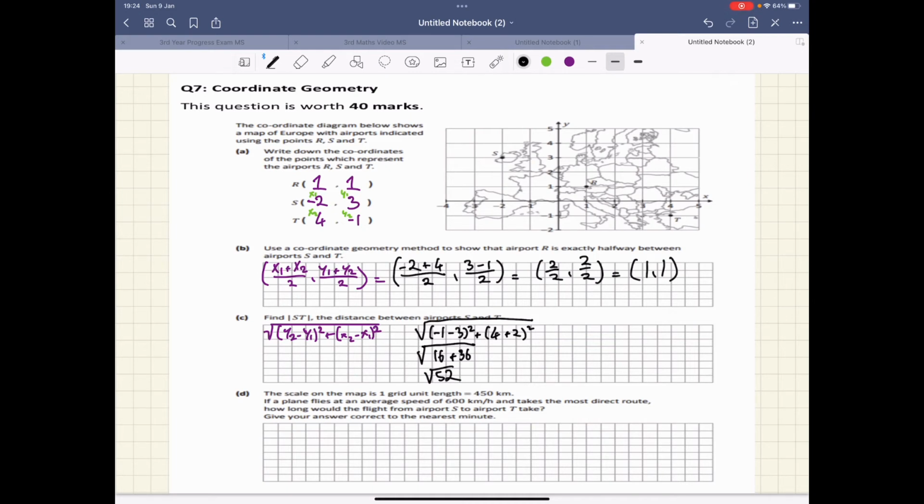On a scale, the map is 1 grid unit length, which is 450 kilometers. If a plane flies at an average speed of 600 kilometers an hour and takes the most direct route, how long would the flight from airport S to airport T take? Give your answer correct to the nearest minute. Okay, so we need to scale up. We found that the length is the square root of 52, and we need to scale that up to the real world, which you do by multiplying by 450.